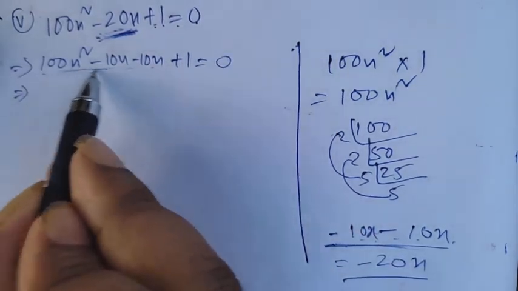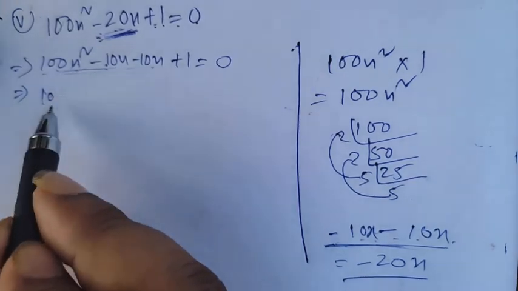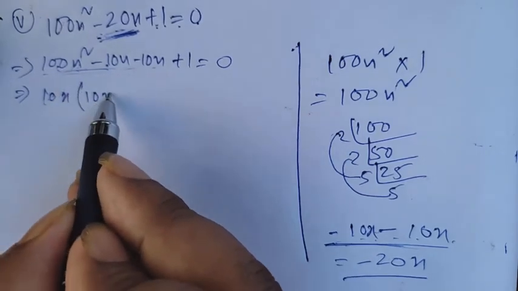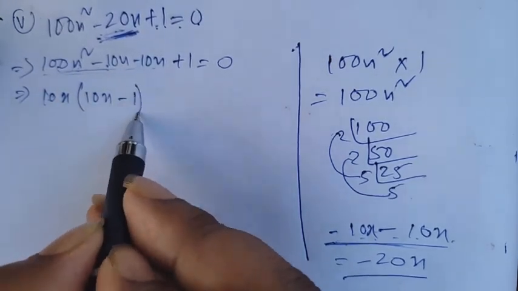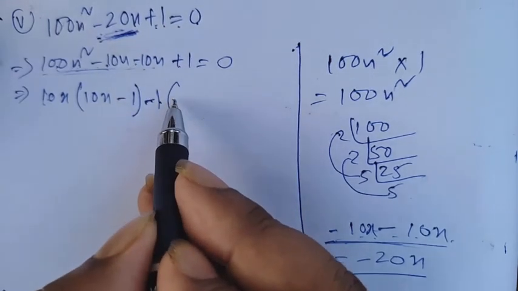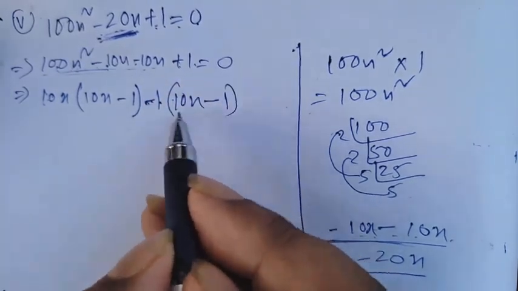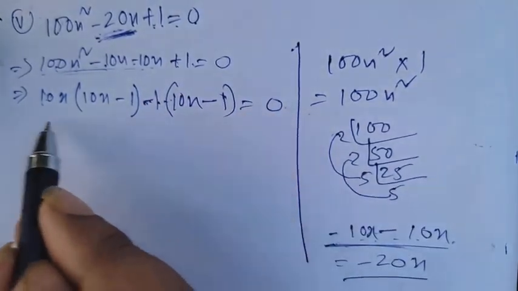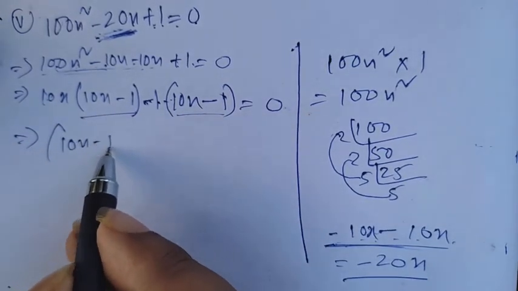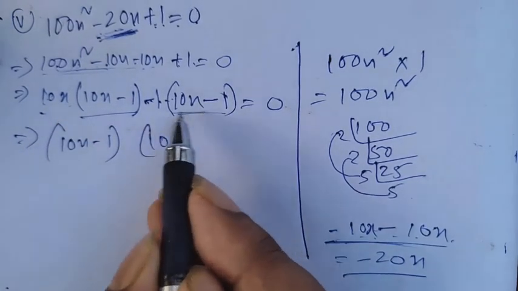From the first two terms, we have to take common the numerical 10 and this x. 10 is gone, so 10 remains there, x gone, another x, minus 10 is gone, 1. From these two, we can take common minus 1: minus 1 times 10x, and minus 1 times 1, equals 0. Now 10x minus 1, we can take it common. Here remains in this term 10x and here minus 1.